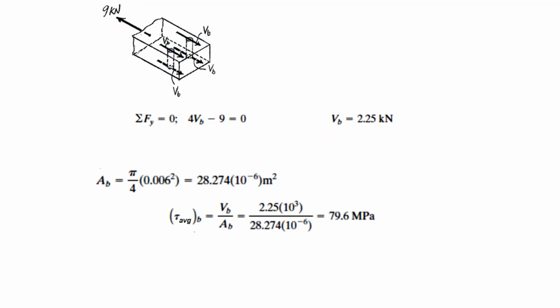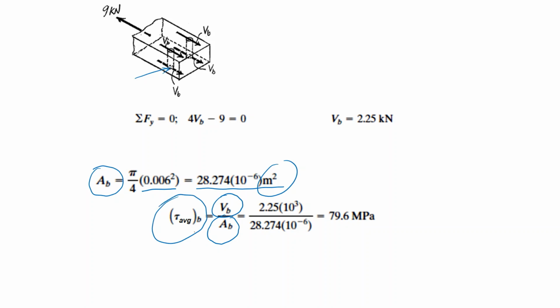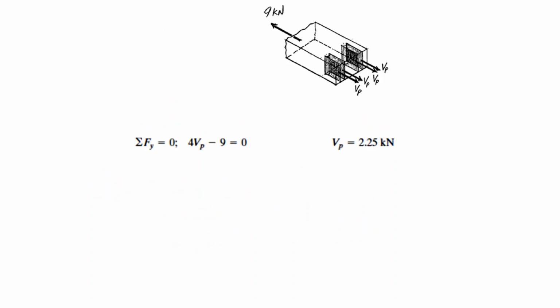Then we have to calculate the area of this section. We know that the diameter is 6 millimeters. So this is the sectional area in square meters. If you take the shear force divided by the area, you find the average shear stress in the bolt. That is 79.6 megapascals.